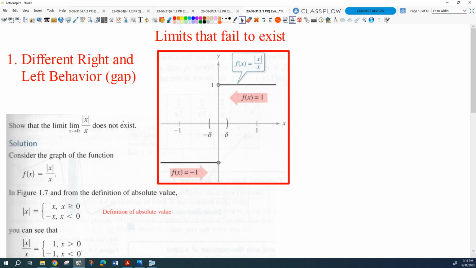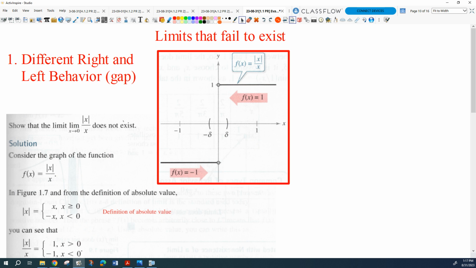Okay, so now let's look at some specific behaviors where limits fail to exist. And we've seen most of these already. One place where limits failed to exist that we looked at a little bit ago was a place where there was a gap in the function. So different behavior from the left and the right, which a lot of times we just call a break or a gap in the function. Guaranteed, at the place where the function breaks, that limit does not exist.